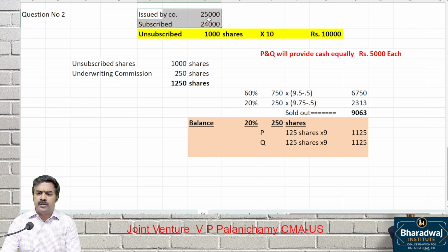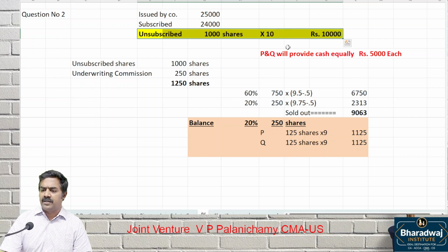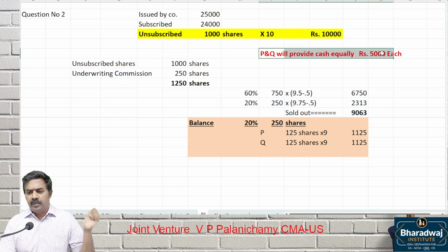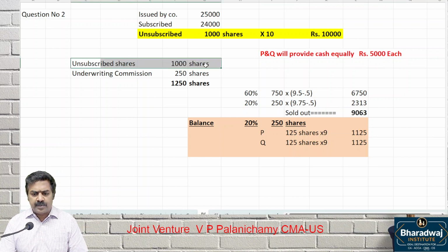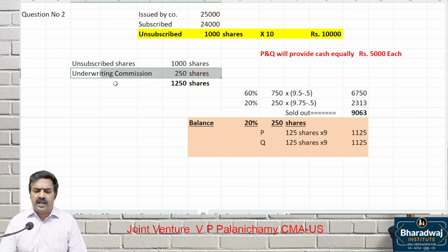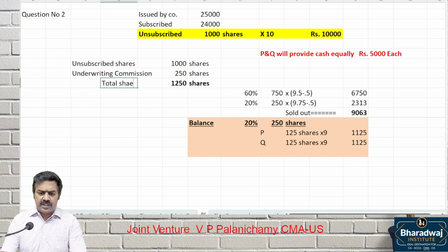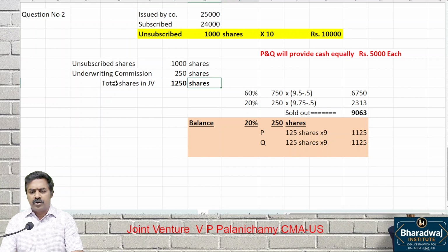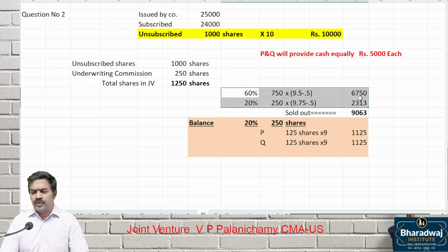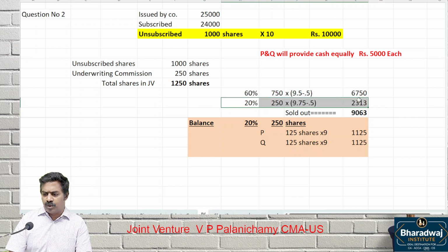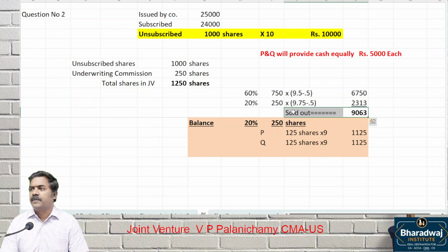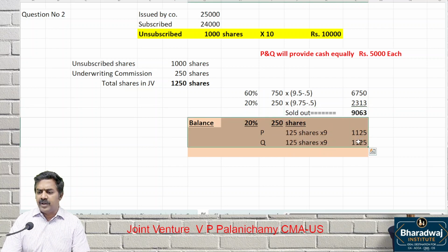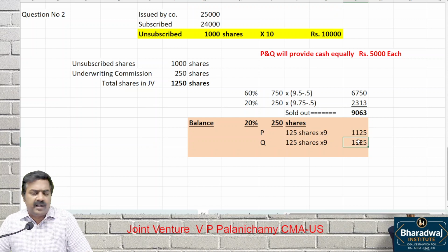How many shares are issued by the company? 25,000. How much is subscribed? 24,000. Now, unsubscribed shares should be taken up by underwriters. For the 10,000, who are providing cash? P and Q are providing cash. So, unsubscribed shares 1,000. Underwriting commission 250. Totally, how many shares will be there? Total shares in the joint venture: 1,250 shares. 60% is sold for 9.5 minus 0.5. 20% is sold for 9.75 minus 0.5. Which means the total money realized is 9,063. The remaining 20% is taken up by P and Q: 125 into 9, 125 into 9.